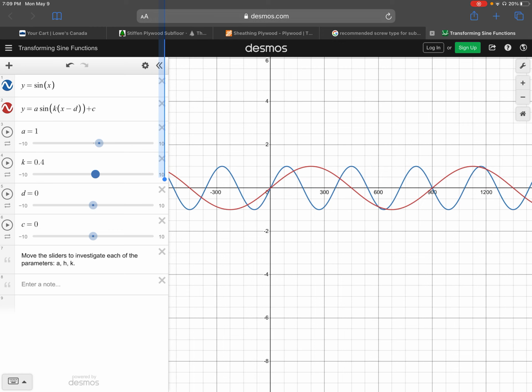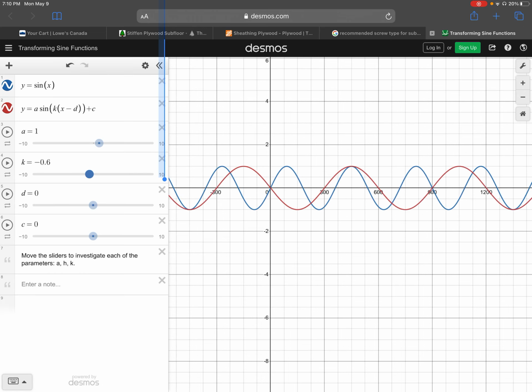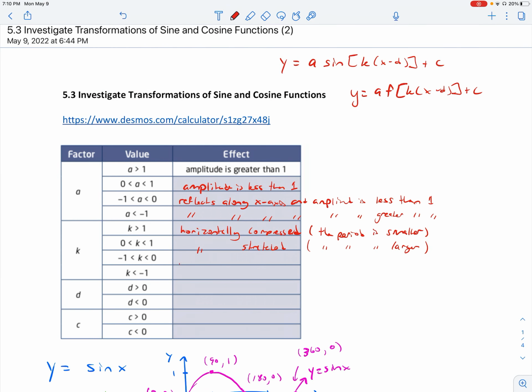Okay, you notice what happens? It now looks like it flipped. Between 0 and -1, the period's also longer. So if you remember, when k is negative, it doesn't reflect along the x-axis, it actually reflects along the y. So it reflects along the y, and the period is larger. So it reflects along y-axis and horizontally stretched.